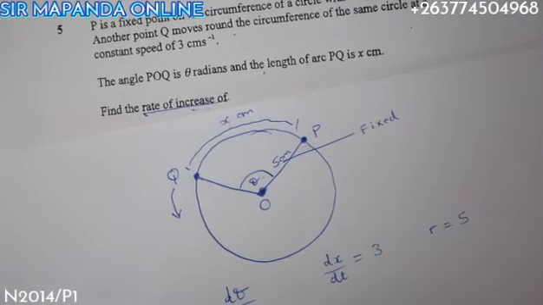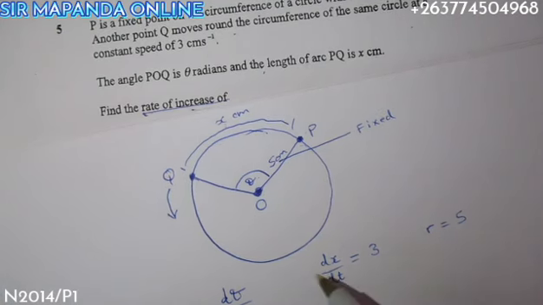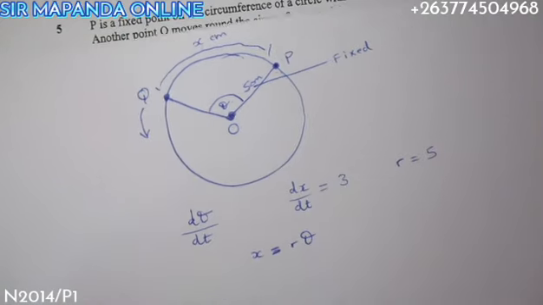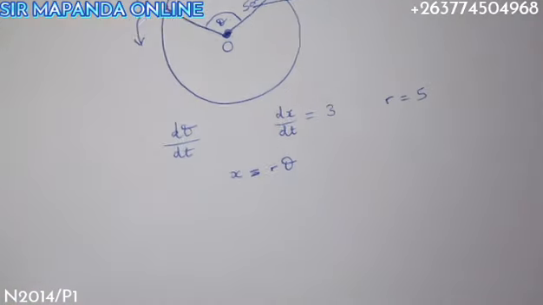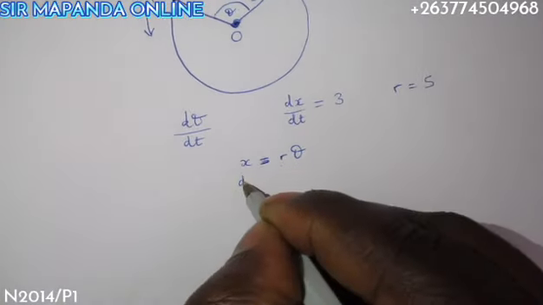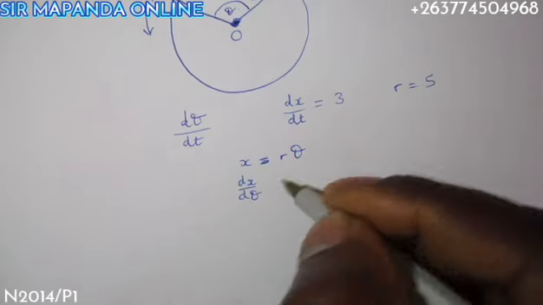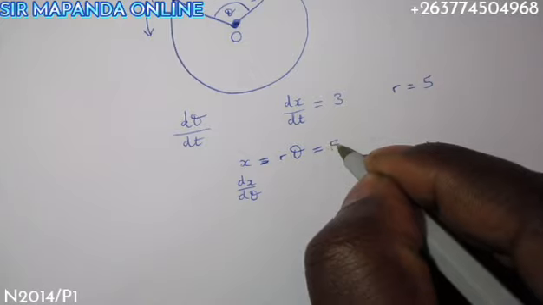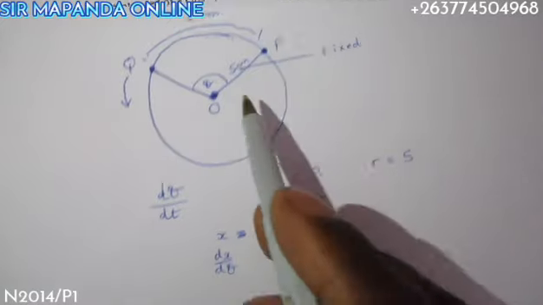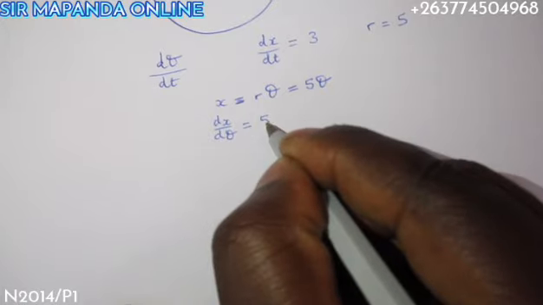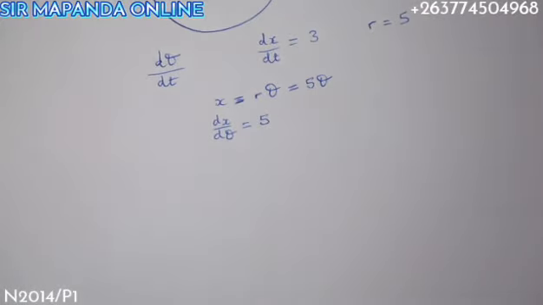Right. So how do you find d theta over dt? You need to write x in terms of theta. Remember, the formula for length of arc is r theta. So you write x is equals to r theta. I hope you are following. Then you find dx over d theta. And remember, r theta is good as 5 theta since the radius is fixed as 5. So derivative of 5 theta gives you 5.